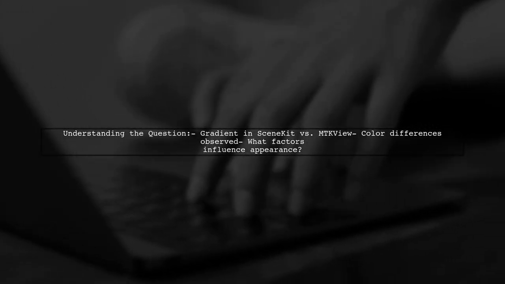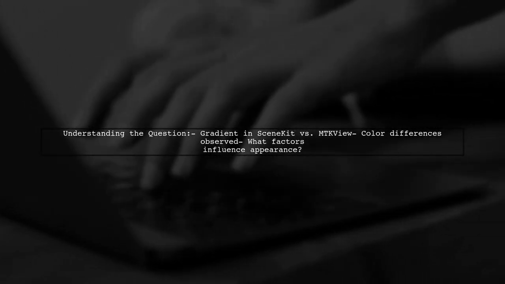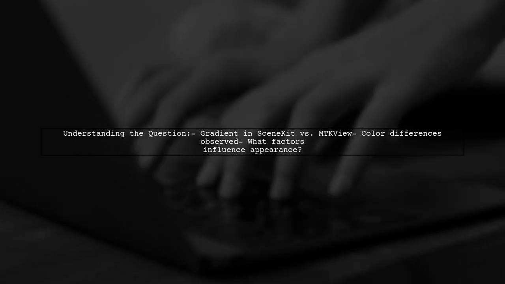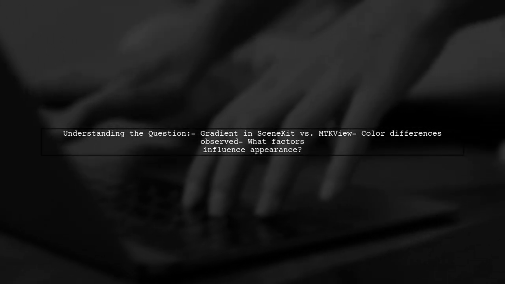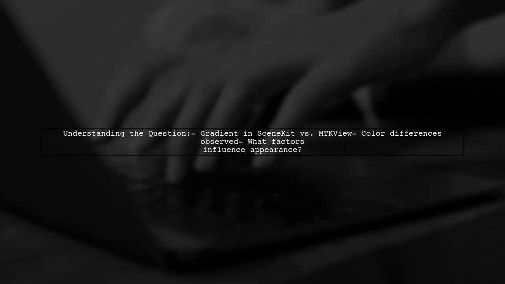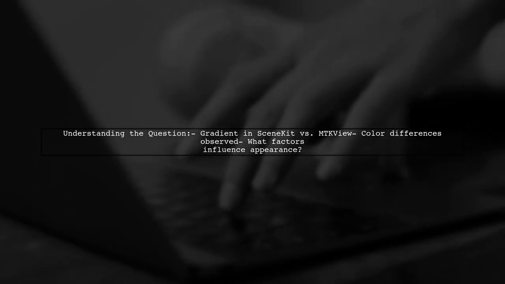To give you some context, our viewer has created a gradient using a metal fragment shader on a plane geometry in SceneKit. They notice that the colors look darker when using the same shader in an MTK view within an Xcode playground. So, what could be causing this difference in appearance?